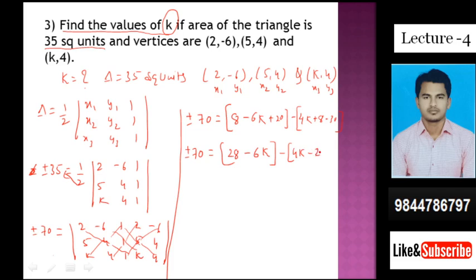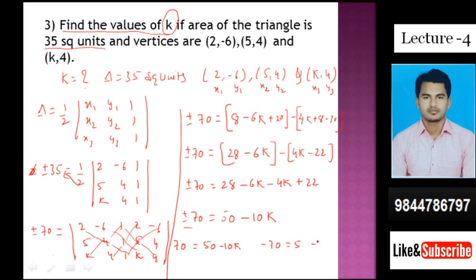Here 4k minus 22 plus or minus 70 is equal to 28 minus 6k, multiply with minus sign, minus 4k plus 22 plus or minus 70 is equal to 28 plus 22. How much? That is 50, isn't it? That is 50 minus 10k. Now we get two values, that is plus 70 is equal to 50 minus 10k and minus 70 is equal to 50 minus 10k. We get two values.